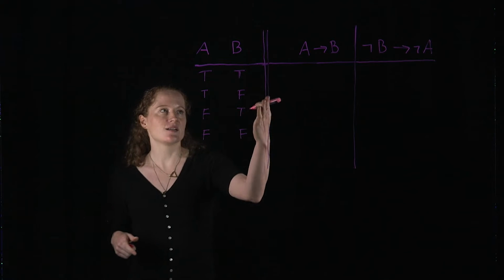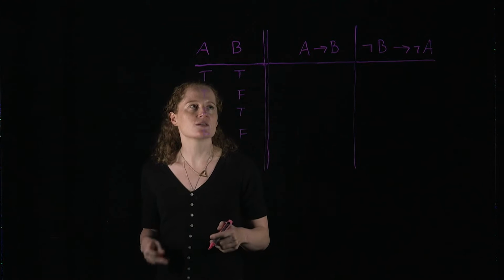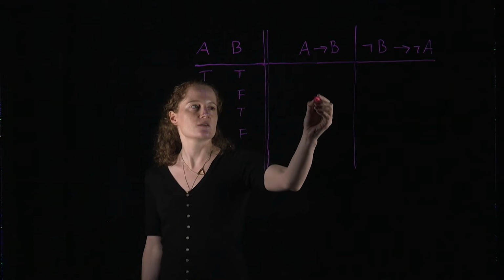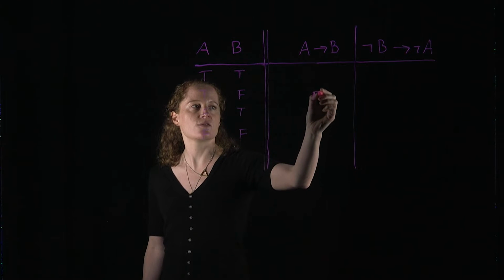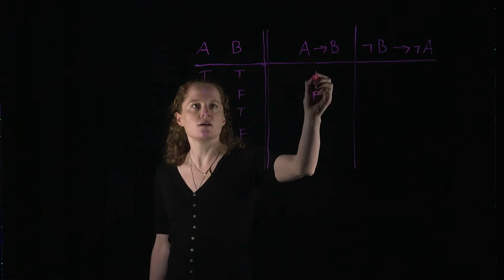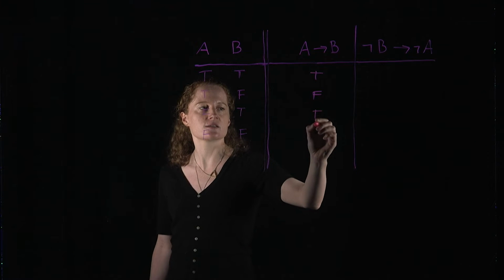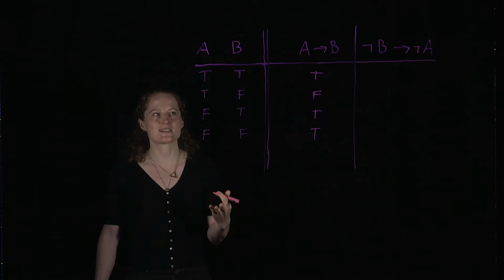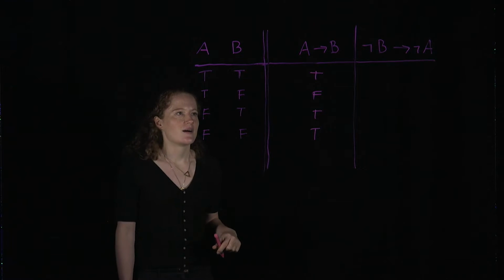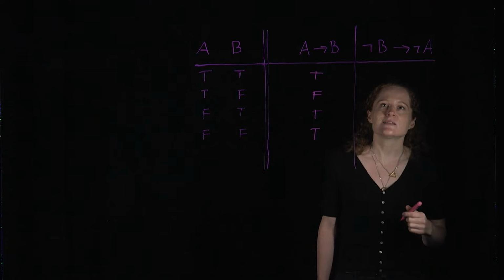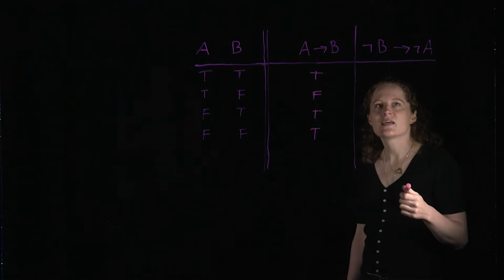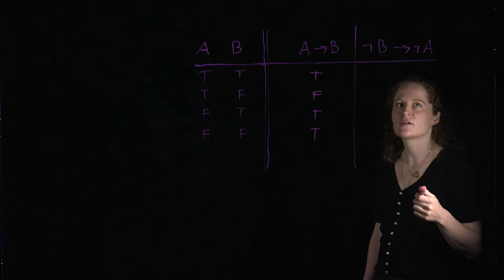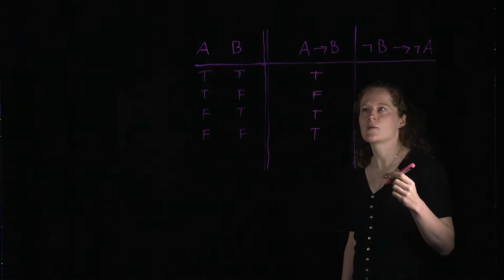Now the conditional if A then B is false if and only if A is true and B is false. So it's false in the second row of our truth table here. In all other cases, this conditional is going to be true. So we have evaluated our first sentence. Now our second conditional, if not B then not A, is false just in case not B is true and not A is false. So let's see when that happens.